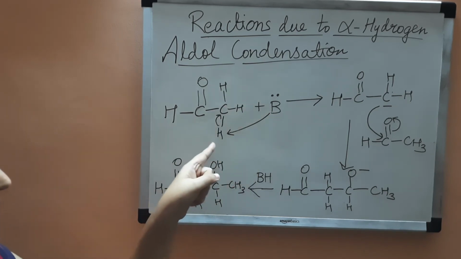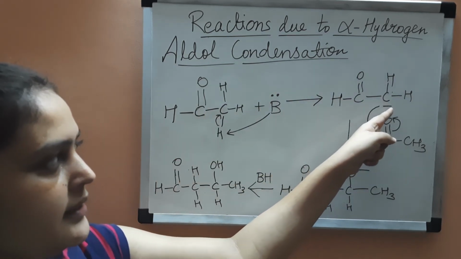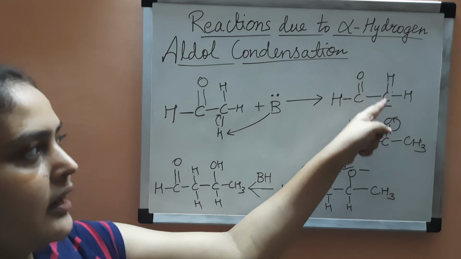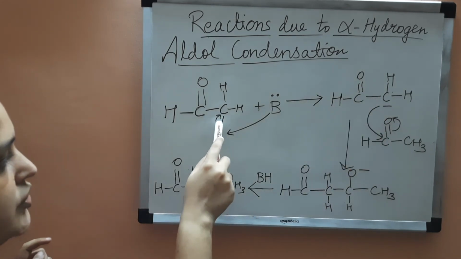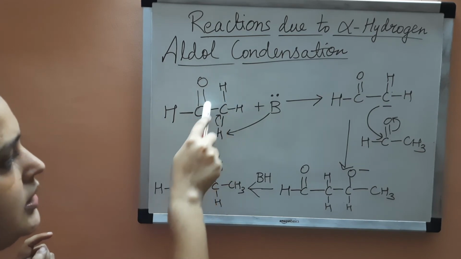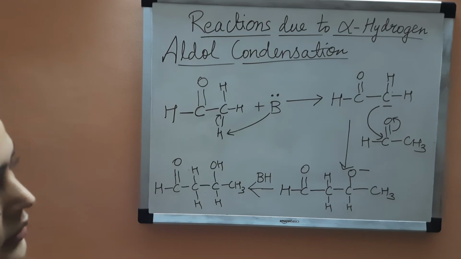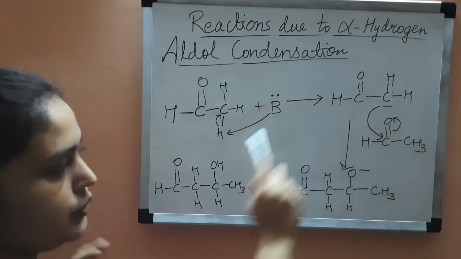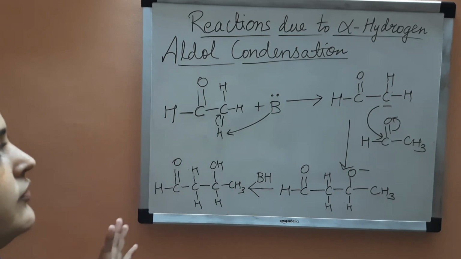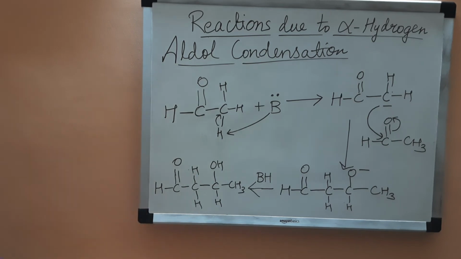So its alpha hydrogen is acidic, it gets easily removed and abstracted by the base. So the base abstracts this alpha hydrogen and you will get this conjugate base, that is, a carbanion in which there is a negative charge on the carbon, because this hydrogen leaves its electrons on the carbon. Now this conjugate base reacts with another molecule of ethanal, because we are using two molecules of ethanal as we have seen in the reaction.